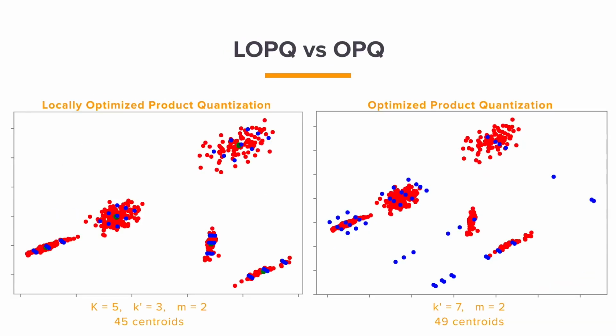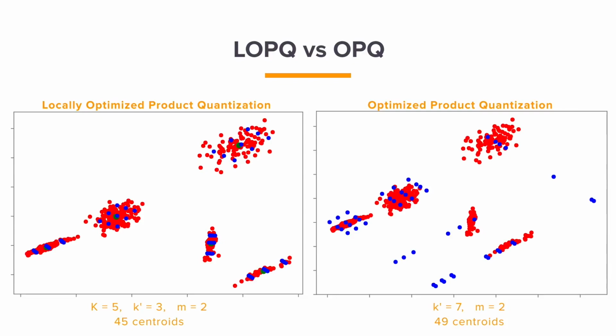So on the left, we have the LOPQ results, the locally optimized. And here we have slightly different parameters going on because there's this coarse quantizer. So my coarse quantizer is 5, meaning I have 5 groups. K prime is 3, meaning each of them gets 3 means per dimension. M is 2, so I'm cutting them in half. Right? That means I have 45 total centroids. Over here is optimized product quantization. There's no coarse quantizer. So it's just K prime is 7, M is 2. I have 49 centroids. But as you can tell, almost 10 of them are useless. Right? So they've solved that approach.